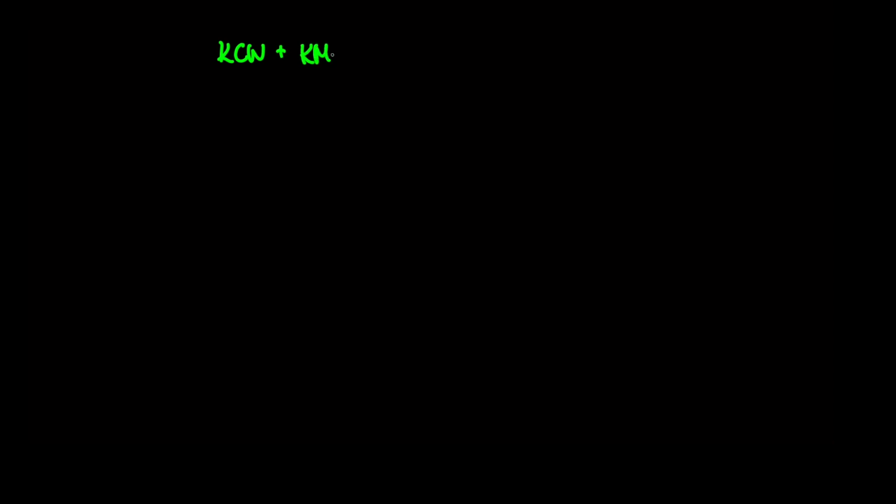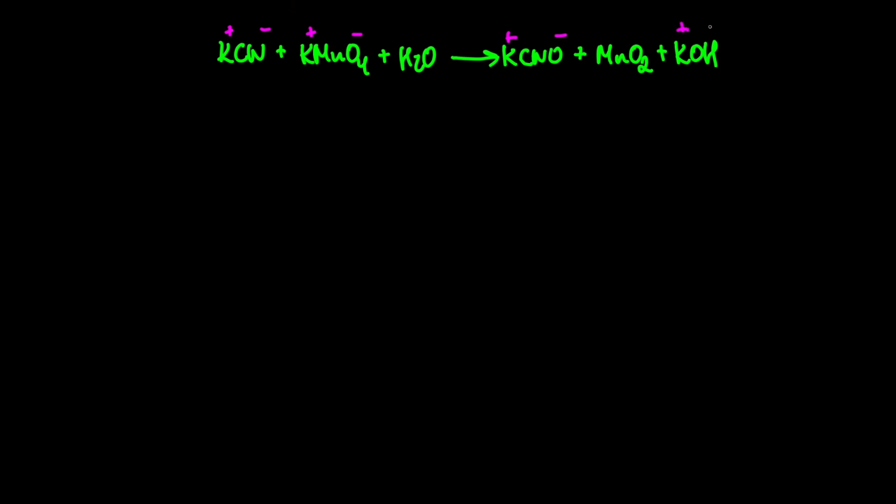Potassium cyanide reacts with potassium permanganate and water to produce potassium fulminate, manganese 4 oxide, and potassium hydroxide. Let's assign oxidation states. Potassium is plus, cyanide minus, potassium plus, permanganate minus, water neutral, potassium plus, fulminate minus, manganese 4 oxide neutral, potassium plus, and OH minus. We can see that CN- became CNO-, and MnO4- became MnO2.